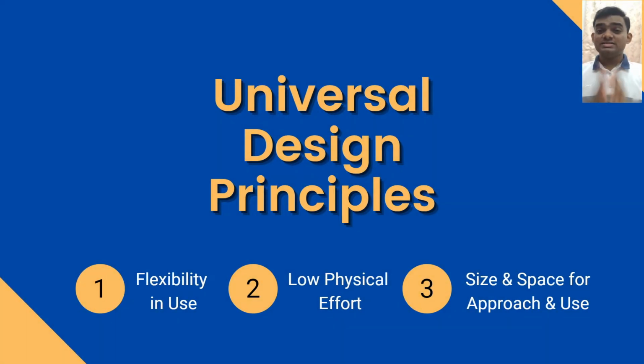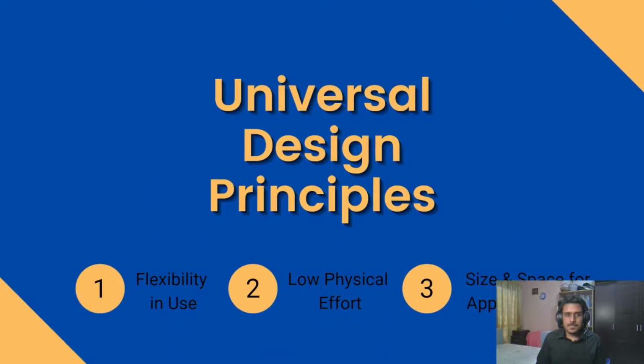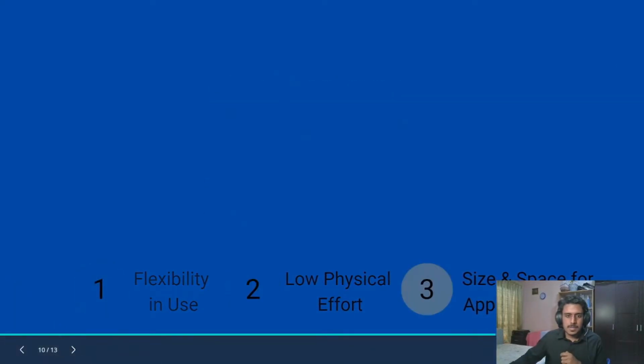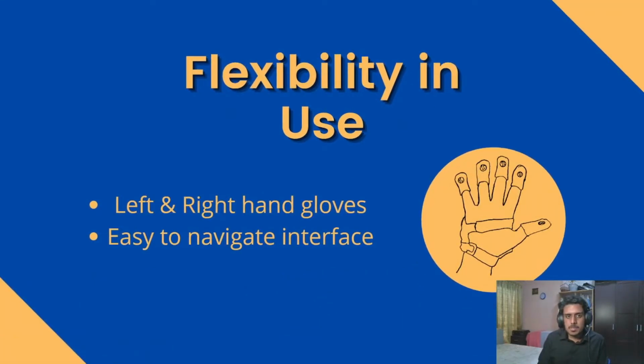Okay, following that is the universal design principles. We designed our project based on these three universal design principles, which are flexibility in use, low physical effort, and size and space for approach and use. The first universal design principle is flexibility in use. Let's have a look. So, flexibility in use states that an individual's preferences and abilities are accommodated by the design.